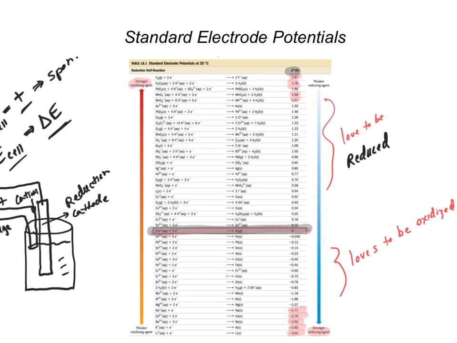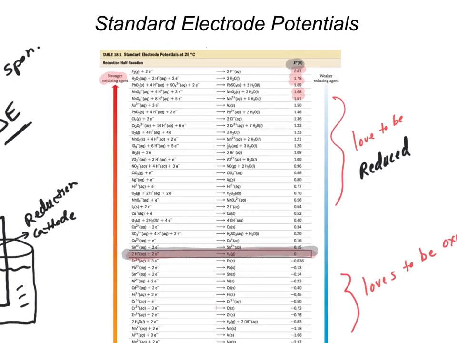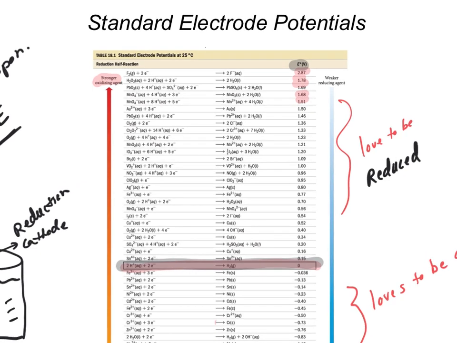Now, another thing to note about all of these is that they are all written as reductions, right? So this is why I tend to call these standard reduction potentials, because the way they're written in our little table is as reductions, even though sometimes we'll need to utilize them as oxidations, okay? So all of these are written as reductions.